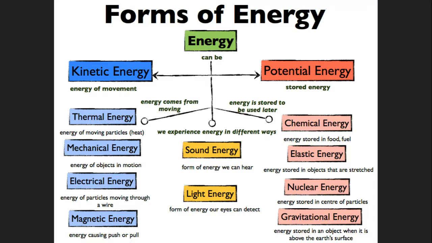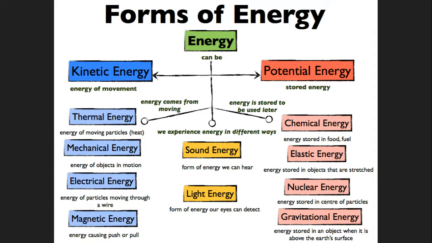Electrical energy is basically electricity, the energy of the particles that are moving through a wire. So there's the electrons that are moving down that wire, and that's the electricity that happens. And since those electrons are moving, we consider it kinetic. And then magnetic energy is anytime you have a push or a pull, because when you're pushing or pulling something, it involves some type of movement.